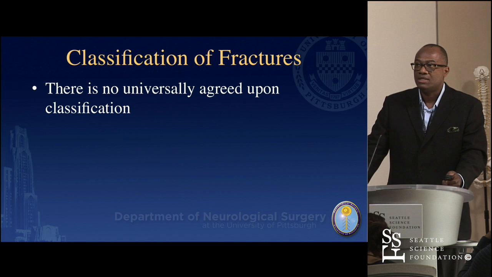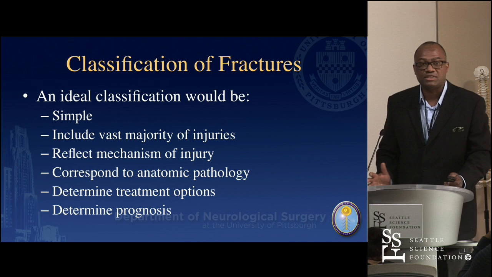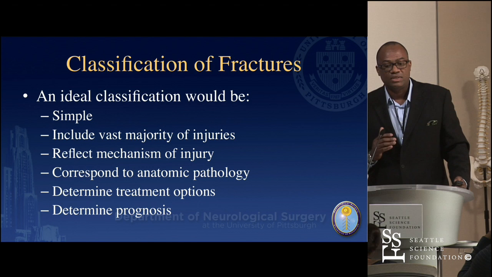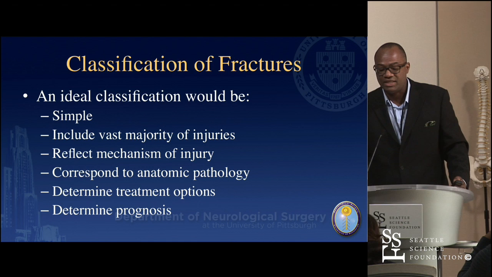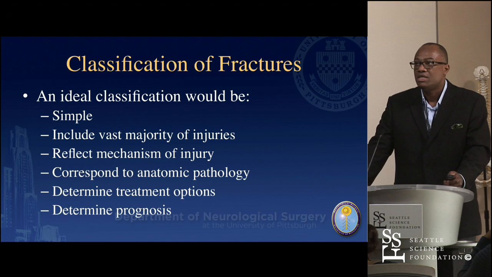There's really no agreed classification of thoracolumbar fractures right now, as we all know, but ideally it should be a simple system. It should be something that, on the back of a card, you can easily educate your advanced practice providers and residents with, and also have easier communication with colleagues as to what to do and how to go from there. So, in order not to belabor the point, it should include a vast majority of injuries, reflect the mechanism of injury, correspond to anatomic pathology that's agreed upon, and make it easier to determine treatment options and also determine prognosis.